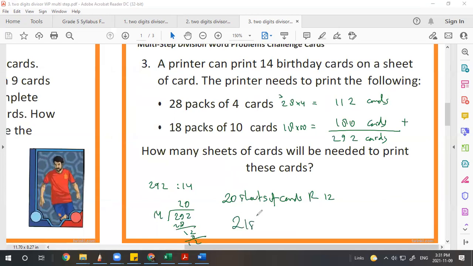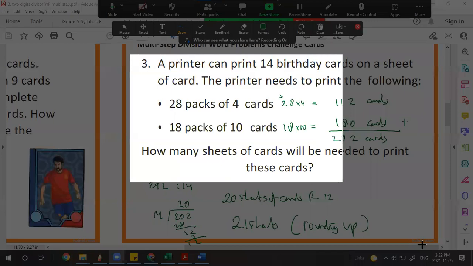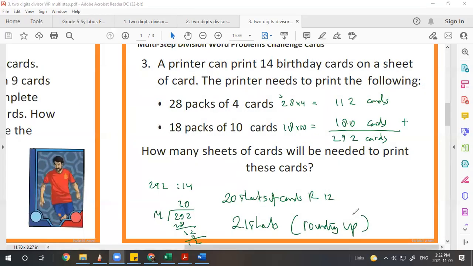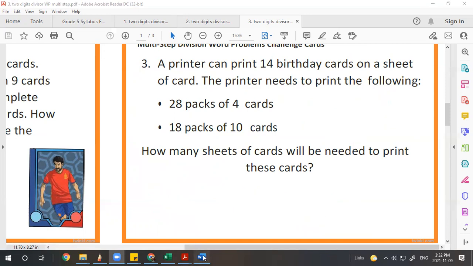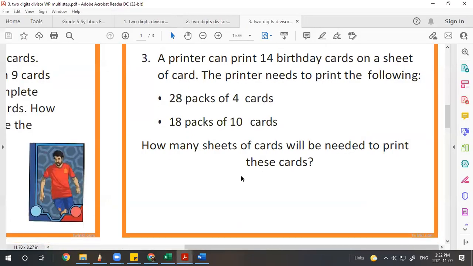So we have 21 sheets. You do the rounding up, because we deal with the increasing numbers, the amount of the leftover 12 cards. You have to print them on the next sheet of cards, but it's not complete. Why? Because it is only 12 out of 14, which is the maximum amount. Okay, next, one more question I will explain to you.